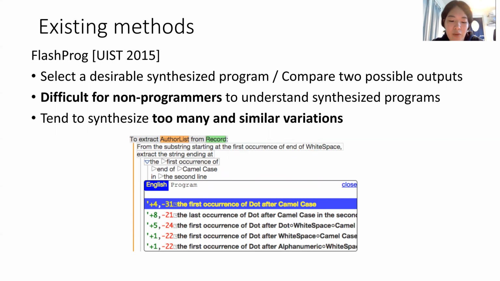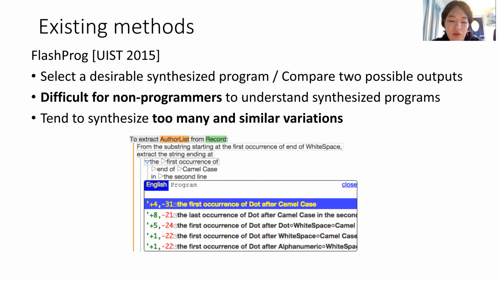Ambiguities can be resolved by allowing the user to directly edit the synthesized programs. FlashProg is a program-centric approach for disambiguation, where the system shows synthesized programs to the user and lets them select the one that best describes their intention. Users can also compare two programs by observing their outputs and picking a desirable one.